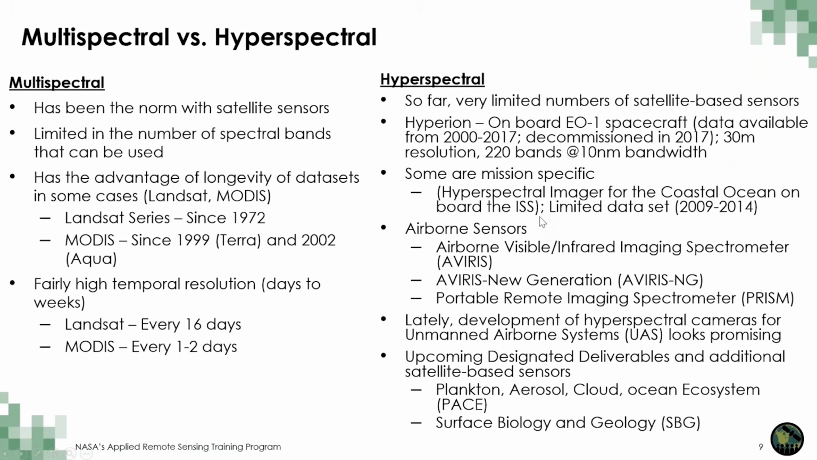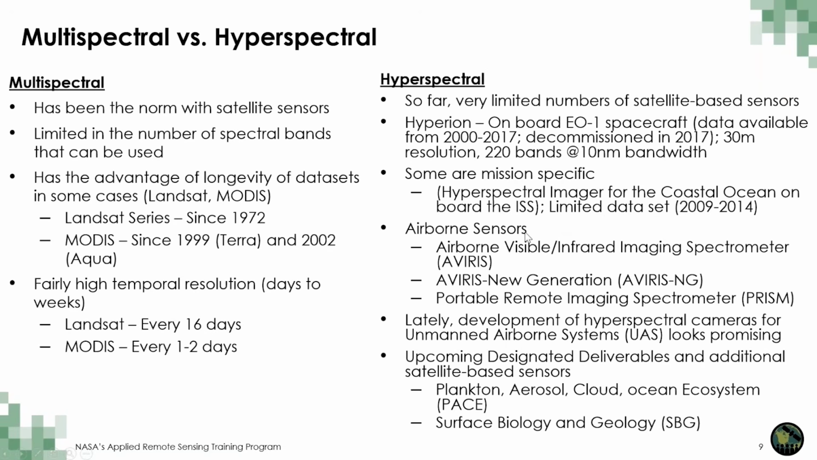There are some that are mission specific. For instance, the HICO, the Hyperspectral Imager for the Coastal Ocean, which was on board the International Space Station. There's limited data available for HICO, but one of the most important things is that HICO was specifically designed for coastal oceans. But there's only about 5 years of data from HICO and for specific areas also, because it collected data on a request basis.